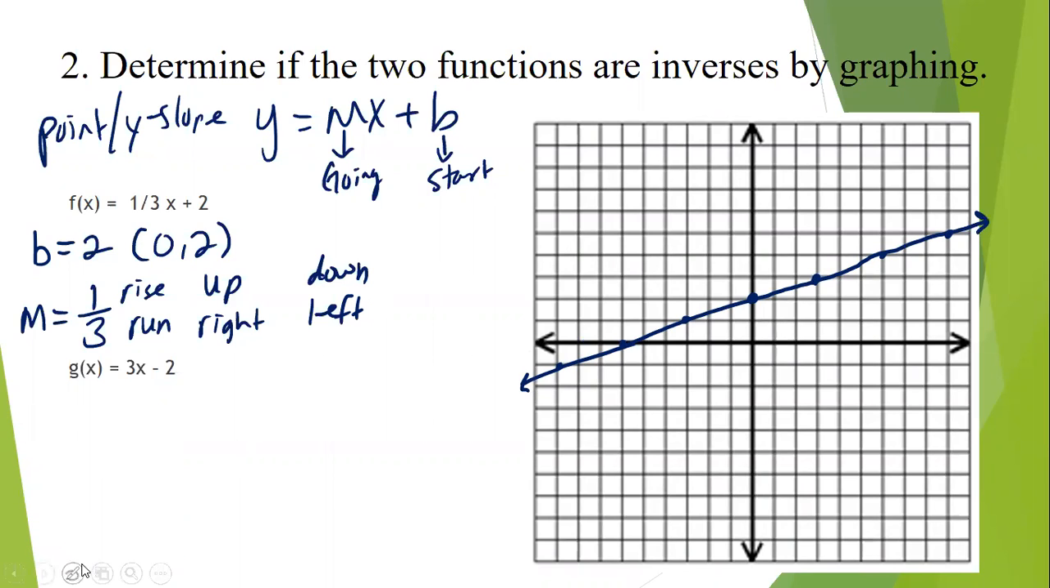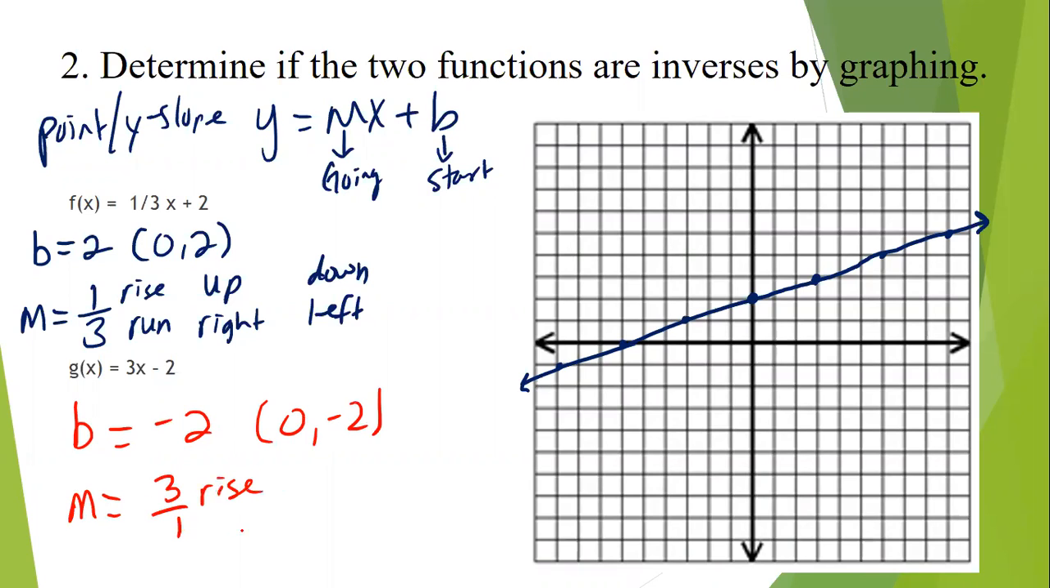Okay, so we're gonna do the next one. So I'm gonna pause for a second and let you plot the second line yourself without me walking you through it, just so that you can remember how to do it. Okay. Ready? So your b here was -2. So you should have started at 0, -2. Your m equals 3 over 1. So you're rising 3 and running 1.